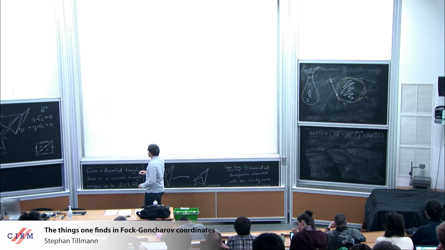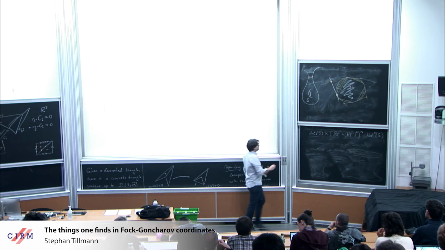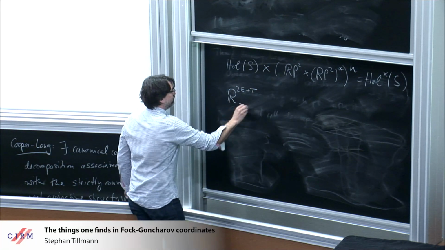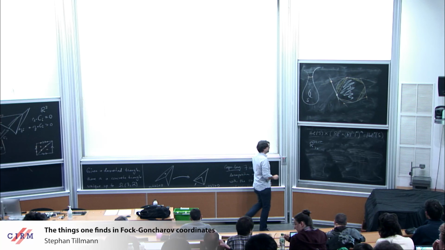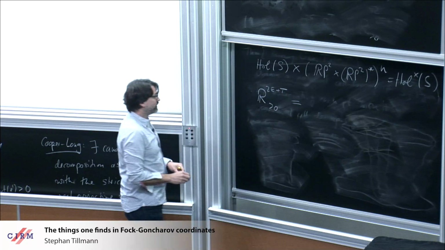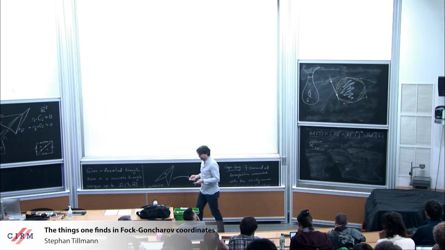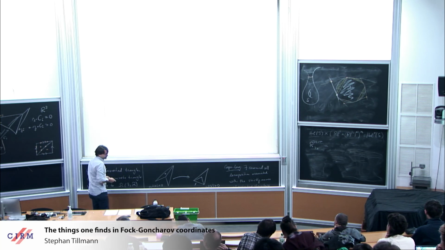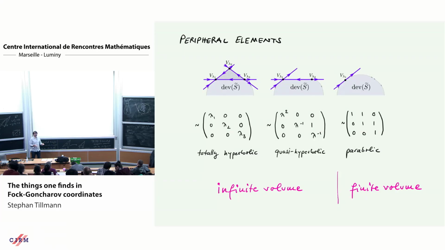And then you have this Fock-Goncharov space, this parameter space. So that's your R to the 2e plus t bigger than 0. And this here, we really want to think of as giving us these decorated structures, these strictly convex projective structures where we now pick a point and invariant line on the boundary.